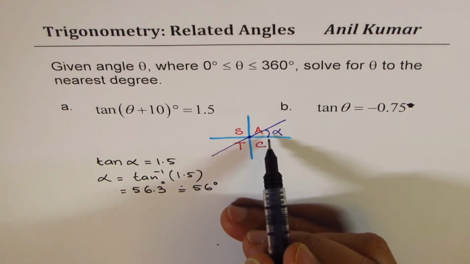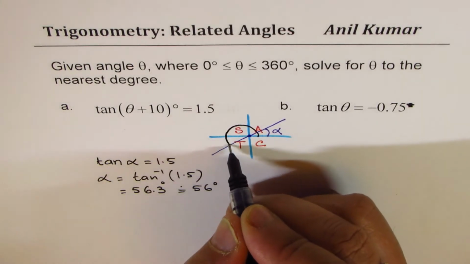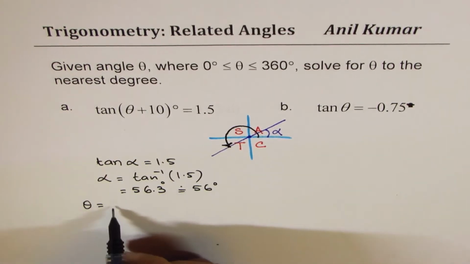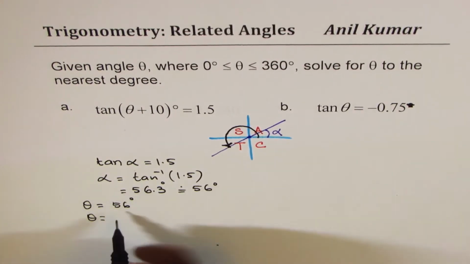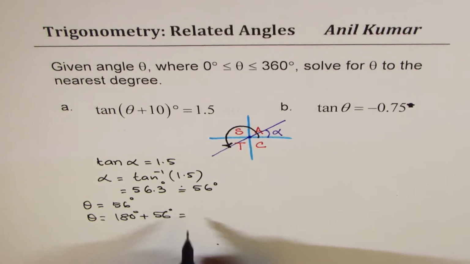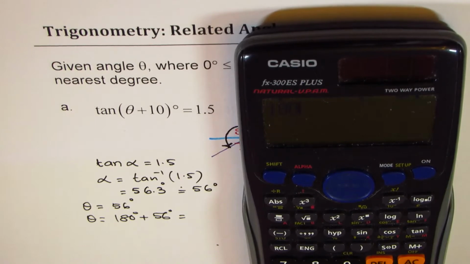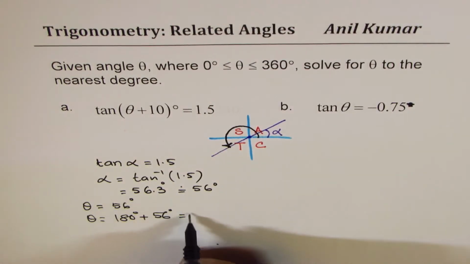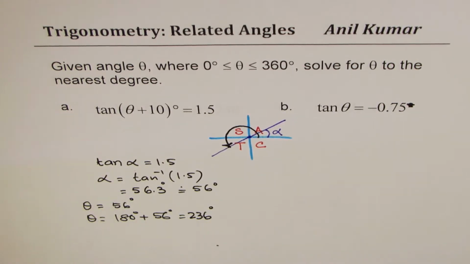So we know angle alpha, which is also one of the solutions. The other solution, however, is this one. Is that okay? Which we can get, so we can say theta plus 10 is equal to 56 degrees, which is in quadrant 1. The other angle will be 180 degrees plus 56 degrees. Is it okay? So let's add them up and write down our answer. So we have 180 plus 56 equal to 236. So we get 236 as the other answer. So we get two answers.